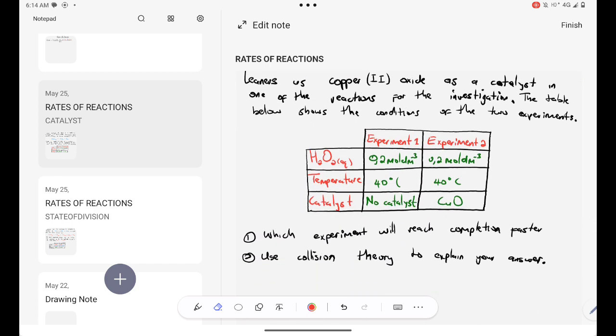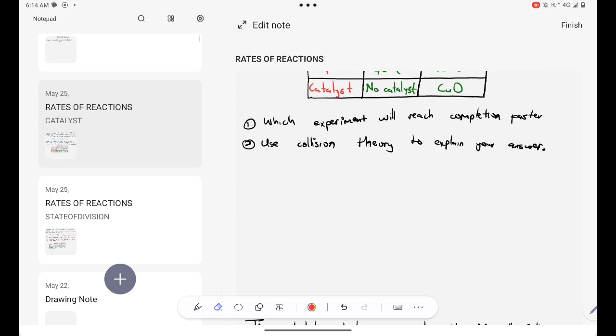Its function is to find an alternative way with a lower activation energy. That's how it speeds up the reaction, because it finds a path with a lower activation energy.